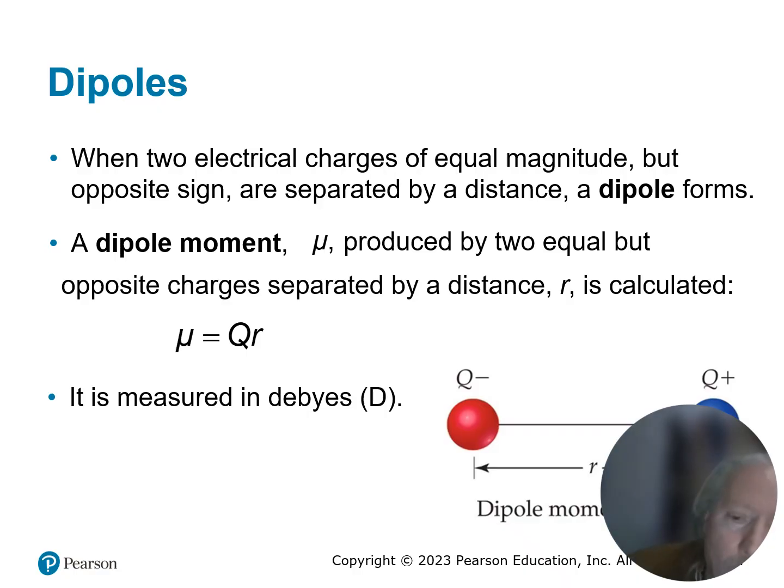So if we wanted to look at a dipole moment, we could have a negative charge and this positive charge right here of any ionic species. We could just make it a simple diatomic example, and we can calculate the dipole moment, which is expressed as mu. So when two electrical charges of equal magnitude but of opposite signs are separated by a distance, a dipole forms. Okay, so this is a polar covalent bond, likely.